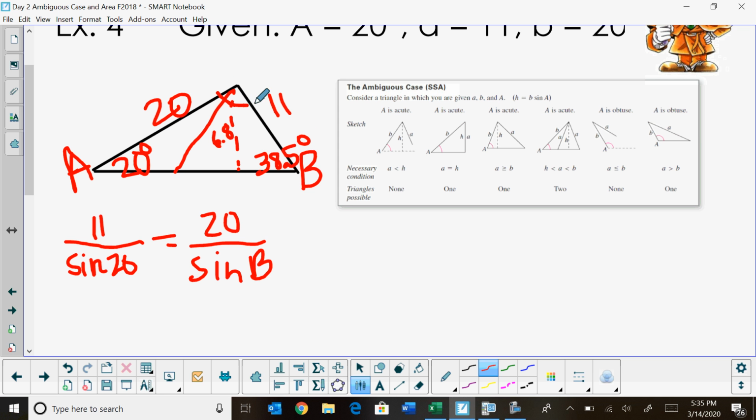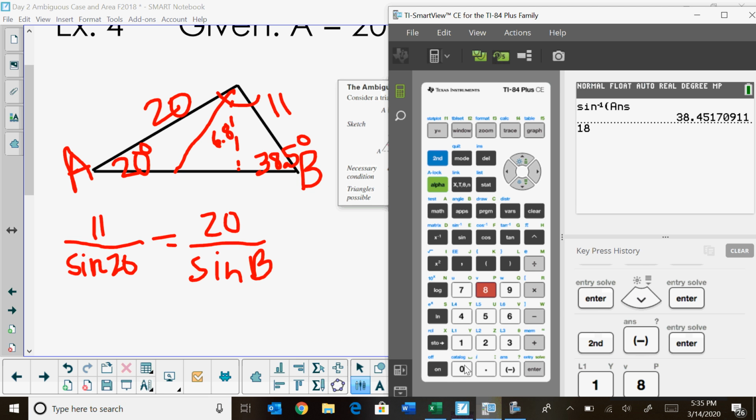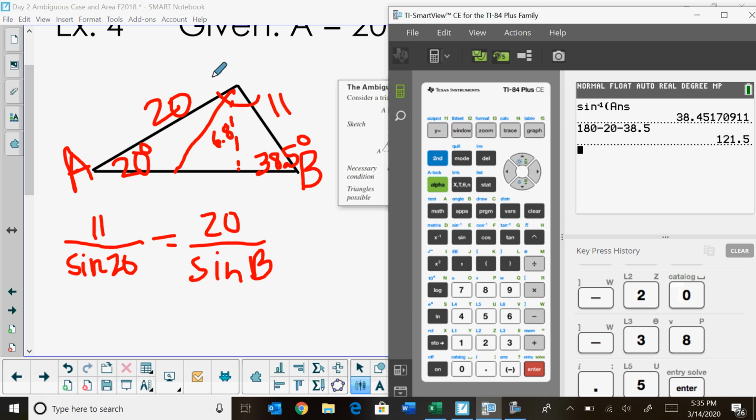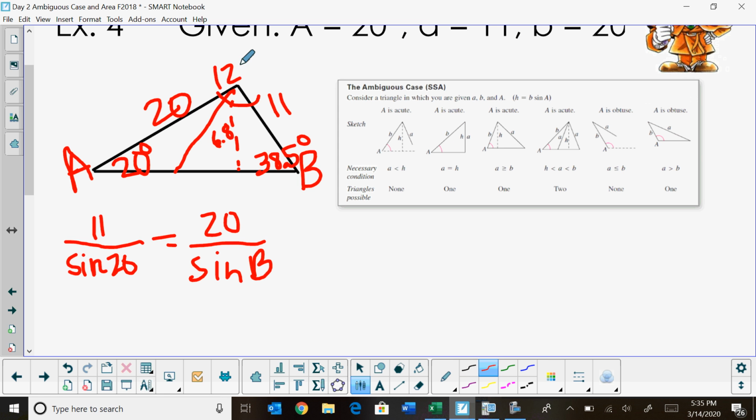Now to find C, let's take our calculator. 180 minus 20 minus 38.5. And that gives us 121.5, and that's C. So I'm going to list this all out.